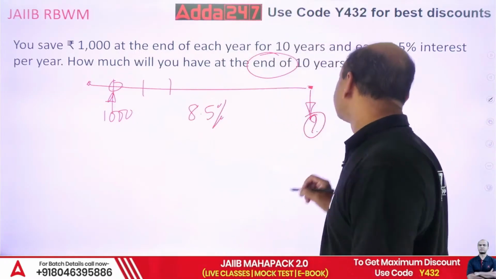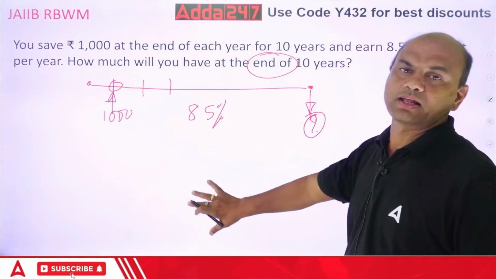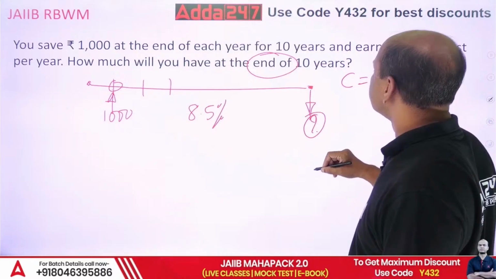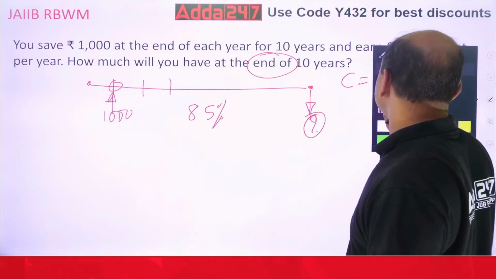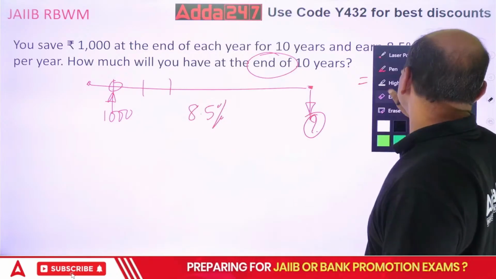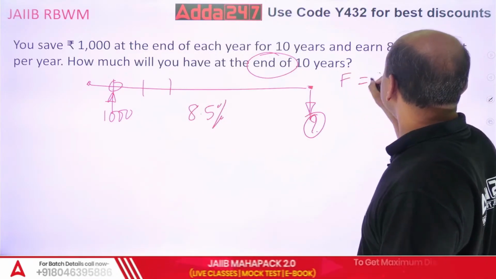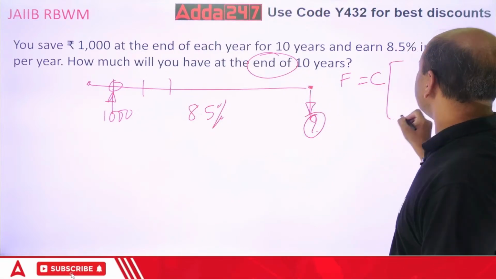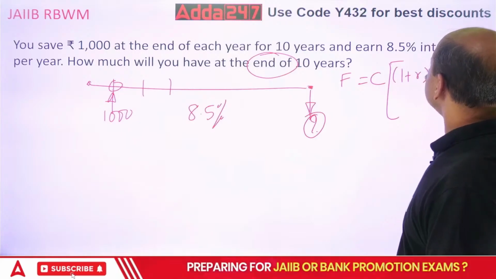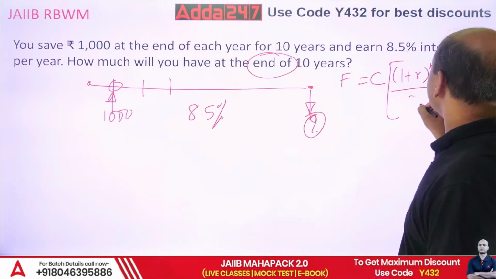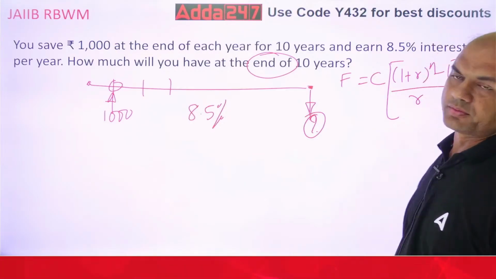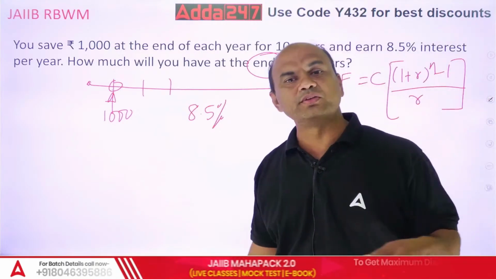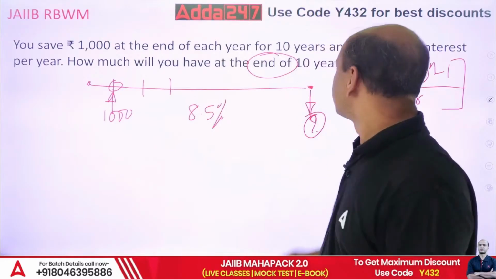See, the formula to be used, I'll write the formula over here and then directly I'll write the answer. So F equals, future value you want. So future value F equals C into whatever I invest per year. C means 1000, whatever I invest per year, into (1 plus R) raised to N minus 1, the whole upon R. I want only future value now. This is the formula for future value. Formula for present value is different. So now you will be using this formula.